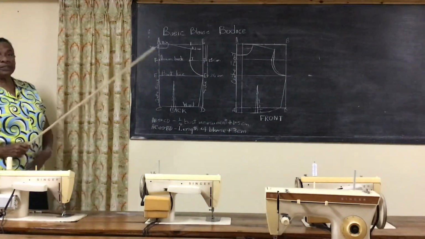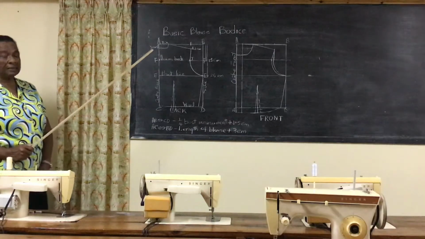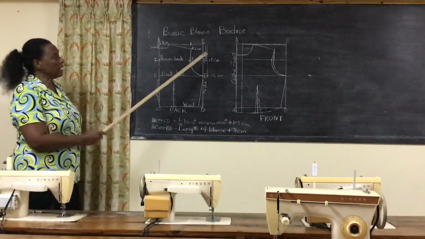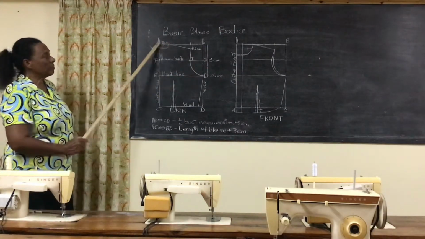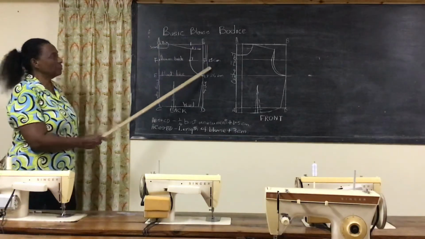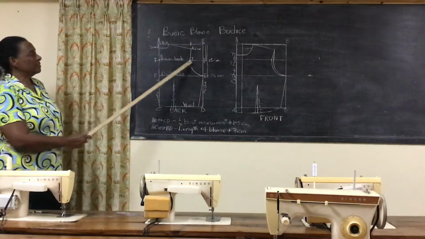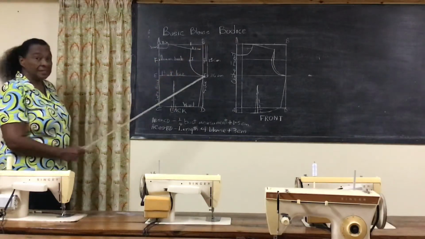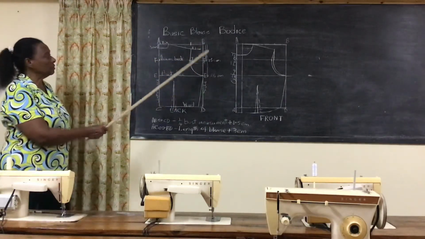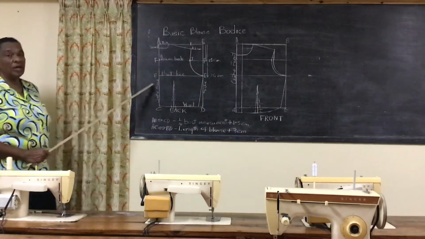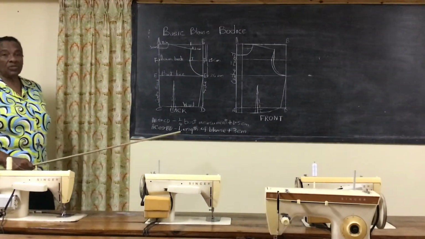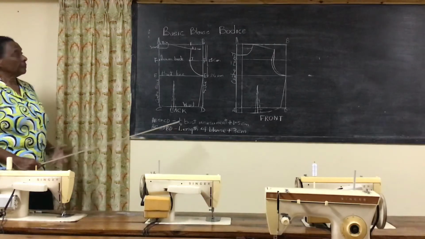We are going to put in the crossback line, and that's from A down and from B down 15 centimeters. That's your crossback line. The bust line is 26 down from B and from A. Those are construction lines, so it's not your own measurement.